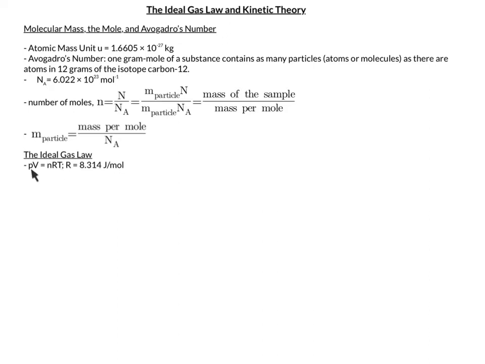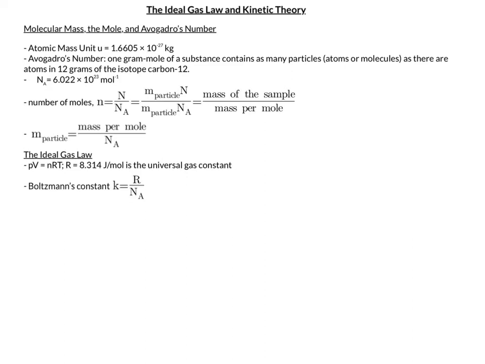If P is measured in pascals, SI units, volume is measured in cubic meters, again SI units, and T is measured in Kelvin, then R becomes 8.314 joules per mole Kelvin, and that is known as the universal gas constant. So here is the ideal gas law in SI units, in which case R, the universal gas constant, has that value.